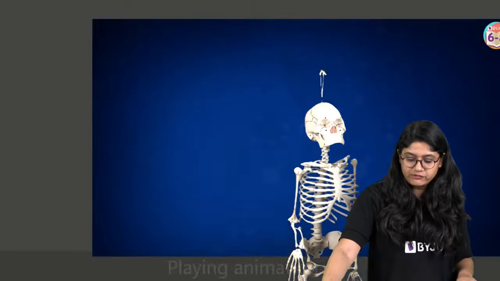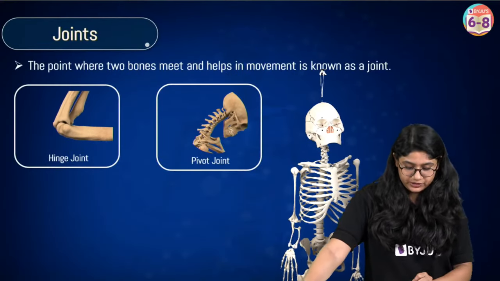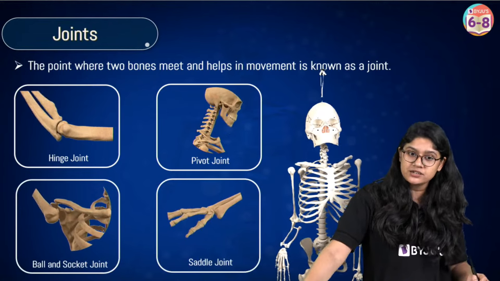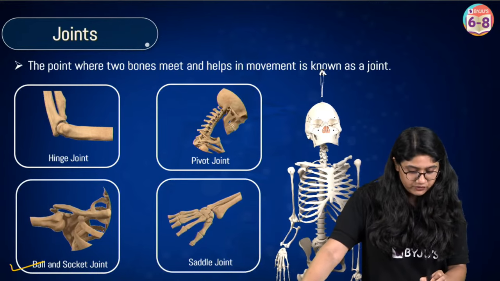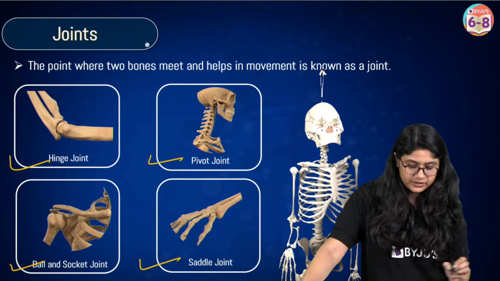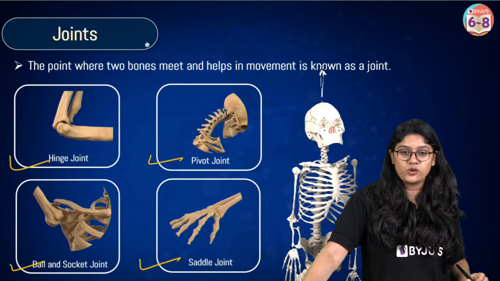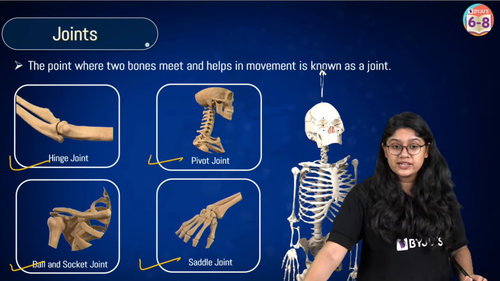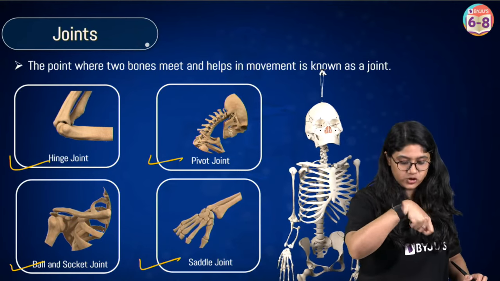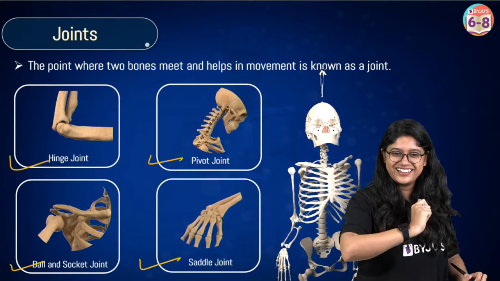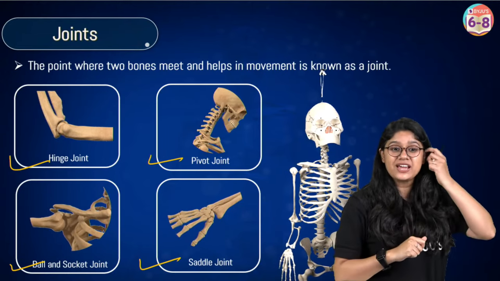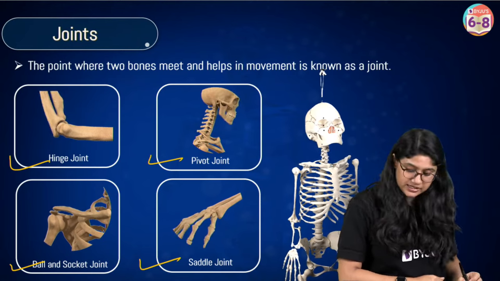So we have different types of joints over here. We have hinge joint, right? We have pivot joint, ball and socket joint, saddle joint, and of course fixed joint also. Which one is in our wrist over here? Saddle joint also over here. Yes? Very good. Please write it out. We'll discuss them.